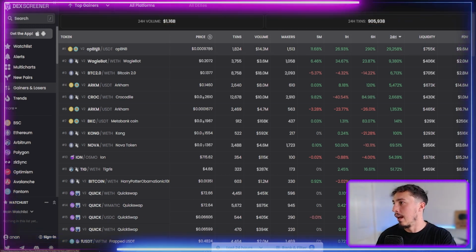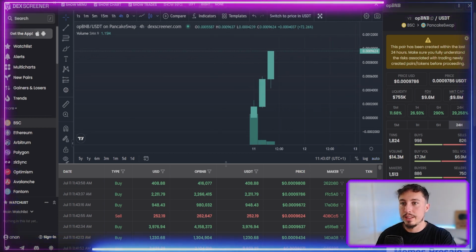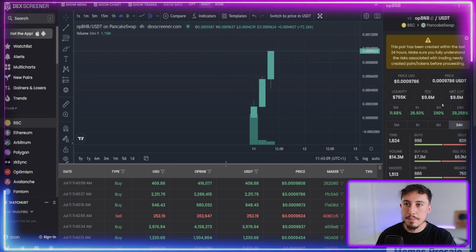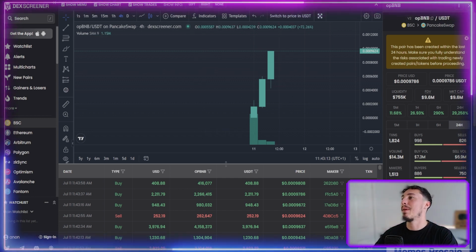I mean, look at this one here, Opt BNB. 30,000% increase in price, market cap $9.6 million, good liquidity, but it's already pumped way too much for me to actually think about getting into.